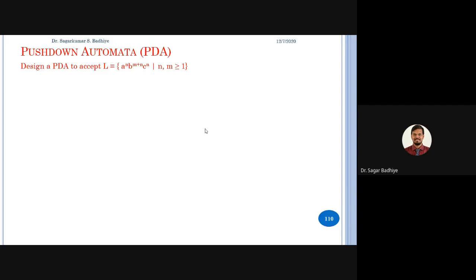No. So when will you push B? You can use any symbol, but when will you push B? Under what condition? Sir, when we first push A, then we will push. So how would you maintain the count?